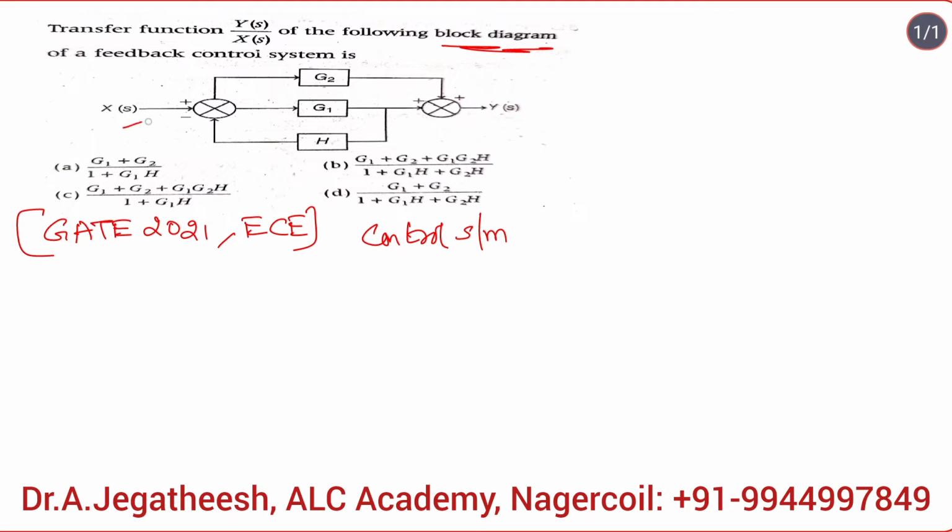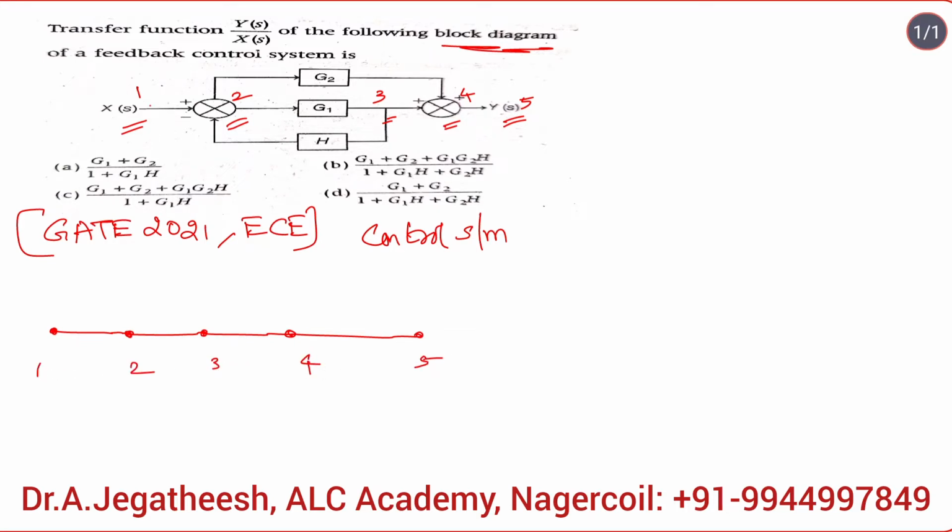Input point, summer, the branch point, this summer and this output point. Each of the 5 points is given a node: node 1, node 2, node 3, node 4, node 5. Now I can easily write the signal flow graph with nodes 1, 2, 3, 4, 5.